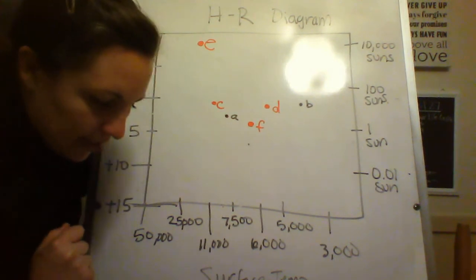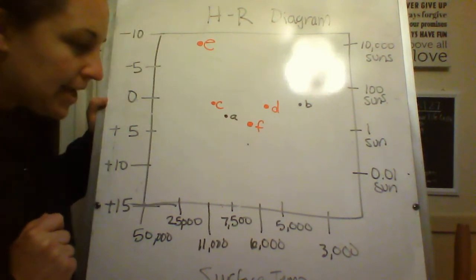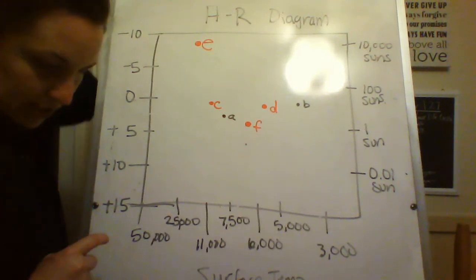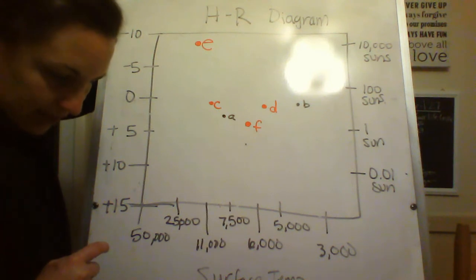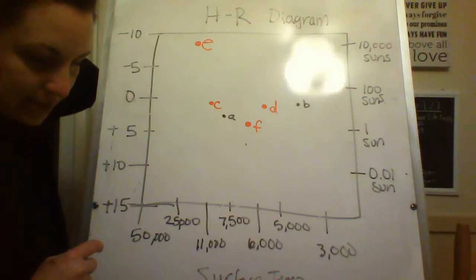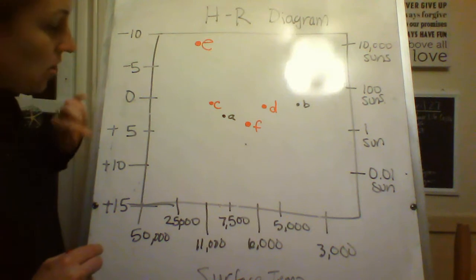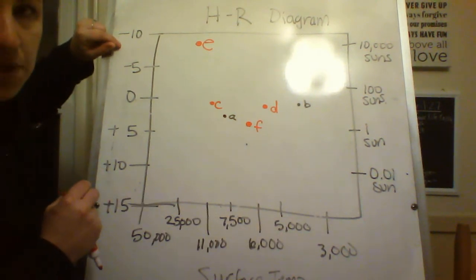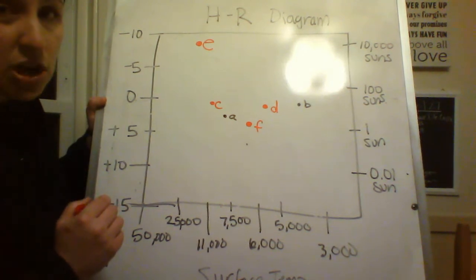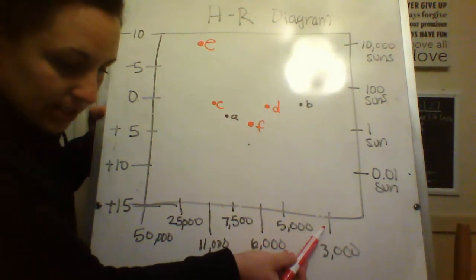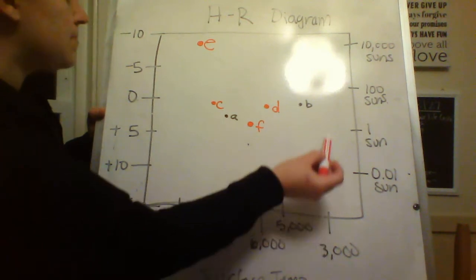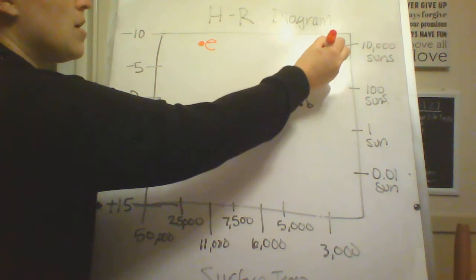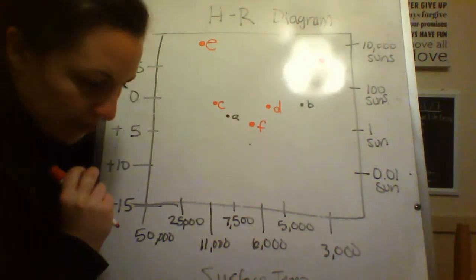G, Betelgeuse, we're at 3,000 Kelvin, so way over here, one of the cooler stars, 3,000 kelvins, and we're at negative 7.2. So although it's cooler, we are way up here in absolute magnitude. So that's going to tell us this is going to be a much larger star. So 3,000 kelvins, and we're going all the way up to negative 7.2, about here, and we're going to label that as G.